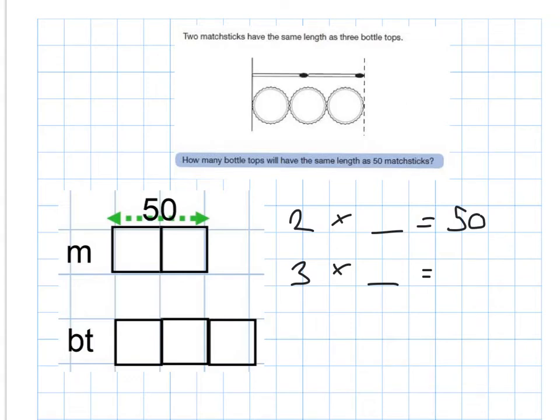So just go over that again. We've got two matchsticks here, but if I had 50 matchsticks instead, I'd have to multiply that two matchsticks by what number? And because the ratio is always going to stay the same, 3 to 2, I'd get my 3, multiply that by the same number that I've multiplied here, and I'll have my answer here. It should tell me how many bottle tops I've got.